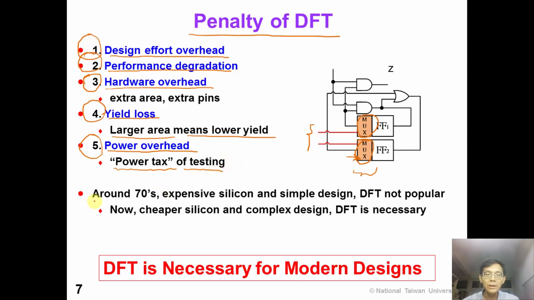DFT was invented around 1970s. At that time, the silicon was very expensive and the design was very simple. So DFT was not widely popular for all the designs. However, with the advance of CMOS technology, silicon is cheaper and cheaper, and our design has become more and more complex. So DFT has become necessary for modern designs.